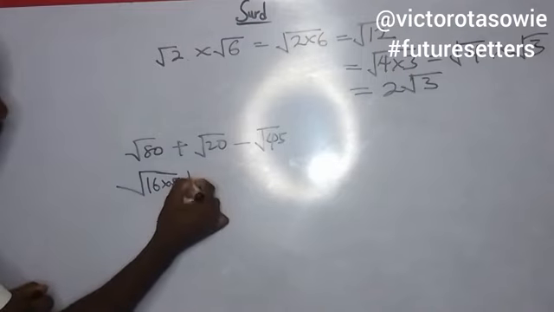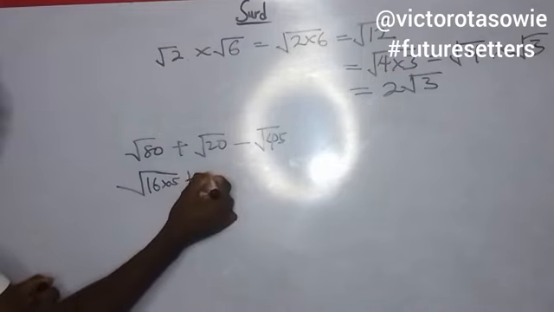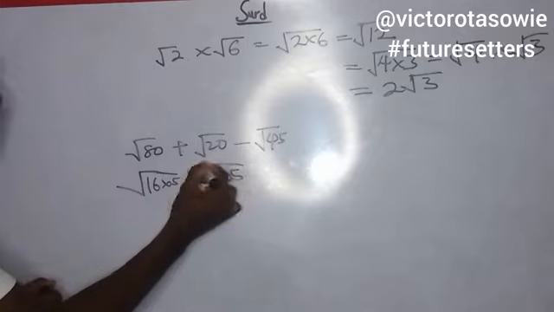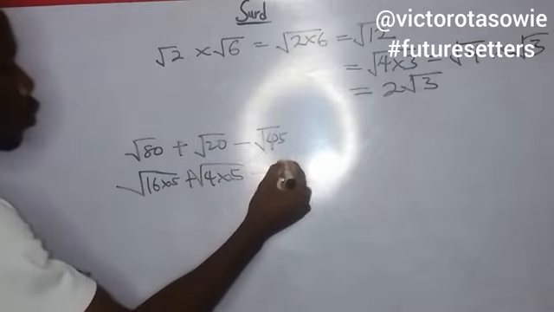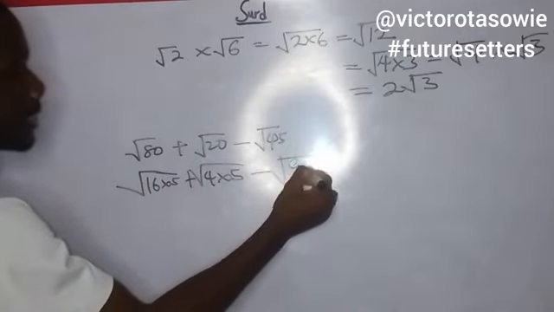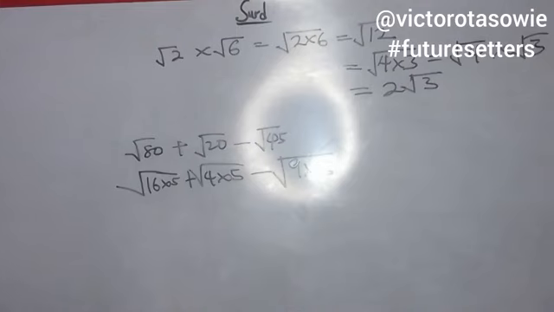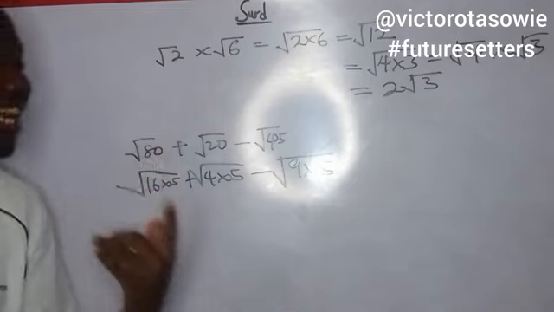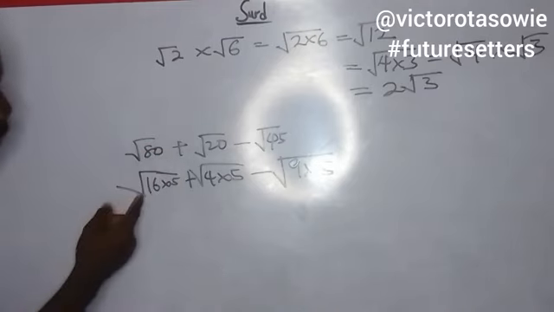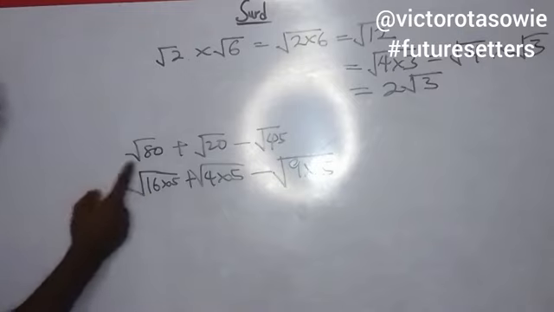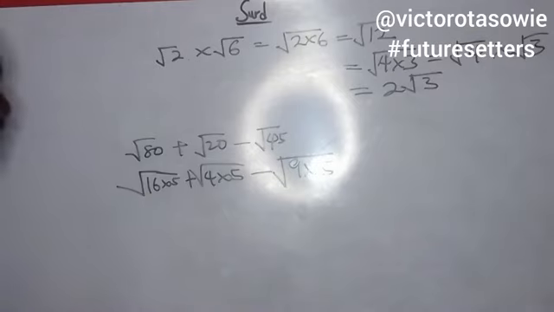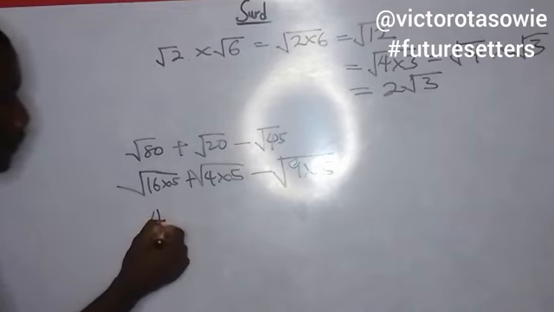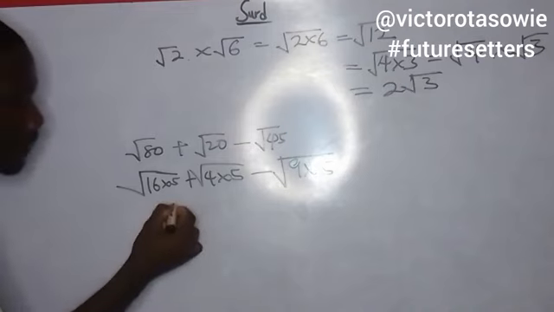16 times 5. Then for 20, we can break 20 down to 4 times 5. Now, we can break 45 down to 9 times 5. You see the reason why I had to bring numbers that have square roots, so that it can be easy to analyze. Now, in this place, we have root 16 times 5. What's the square root of 16? The square root of 16 is 4. Now, what's in the root? 5.